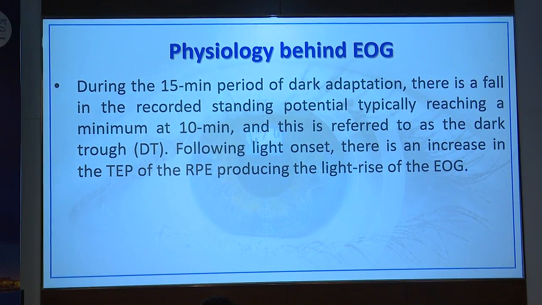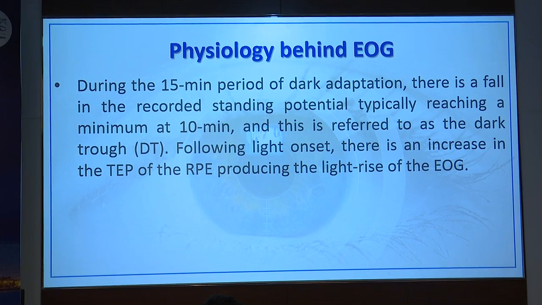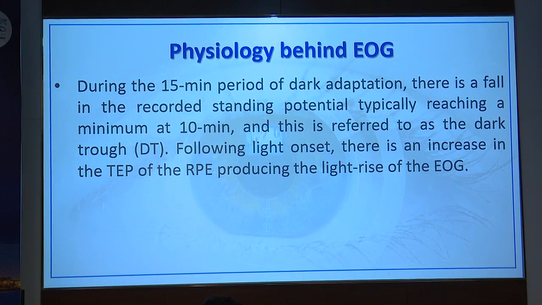After that, we expose the patients to a 15 minute period of dark adaptation. There is a fall in the recorded standing potential, and it typically reaches a minimum at 10 to 12 minutes. This is referred to as the dark trough.